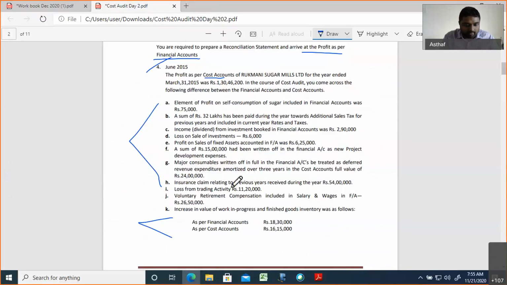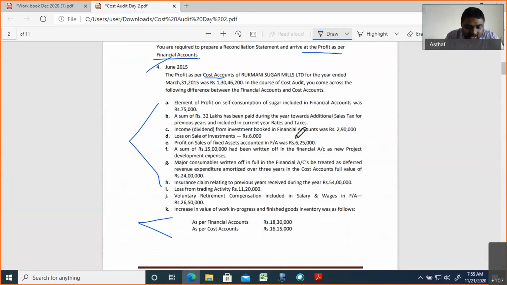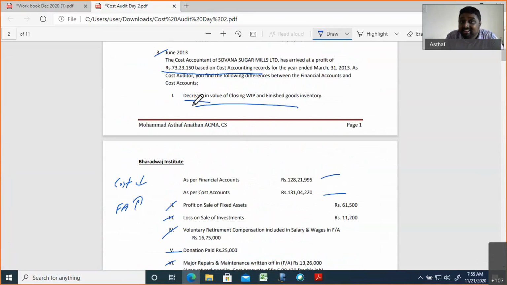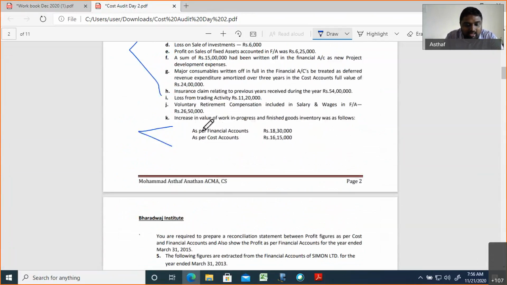Now coming to here, we have to find out the profit as per financial accounts. We are doing now only one item, that is the stock adjustment, how it will come. No other new items are there. So read the point. See in the last question, they have given the wording called decrease in value. But look here, here they made an increase in value. So this is the point which our Jagannathan was telling.